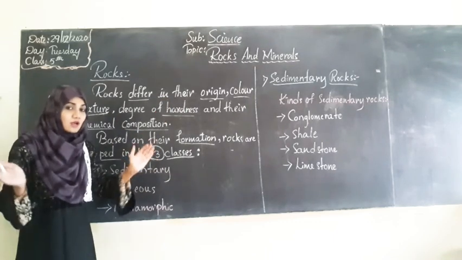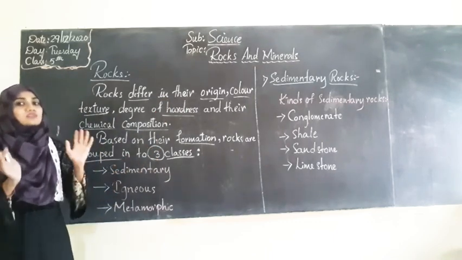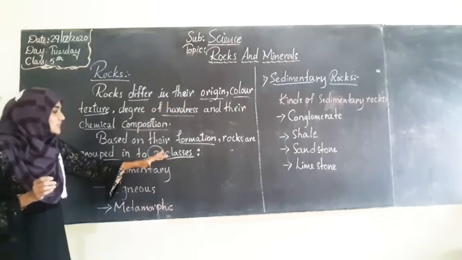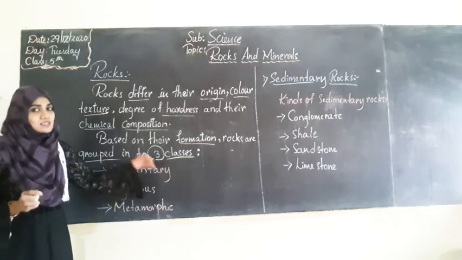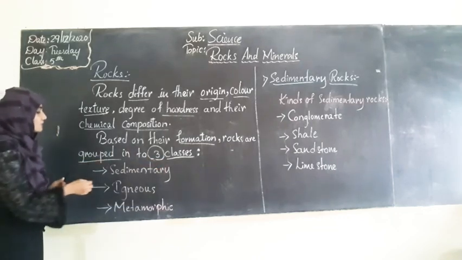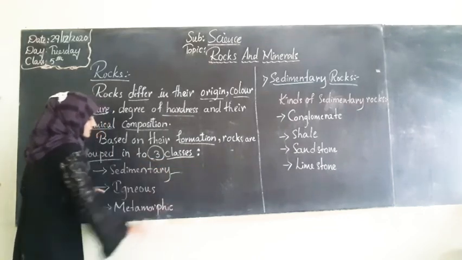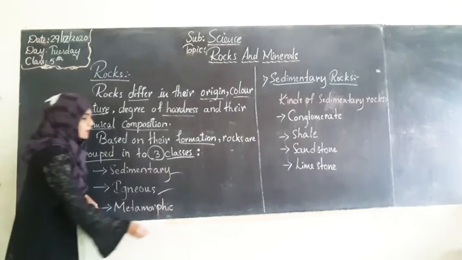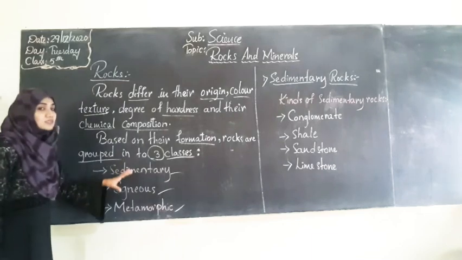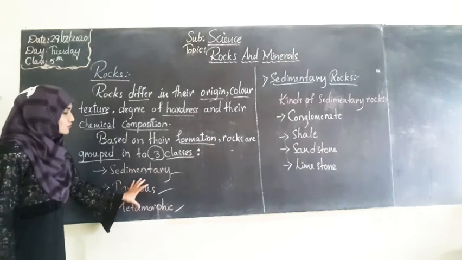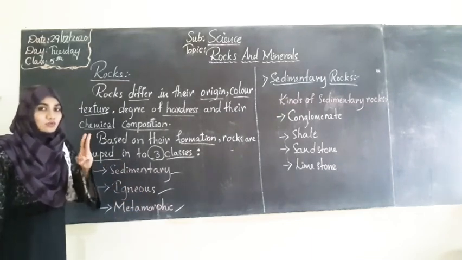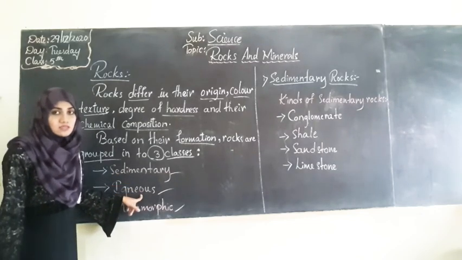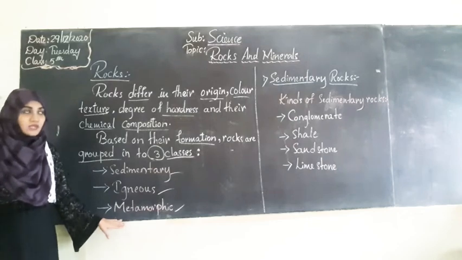Different types of rocks are present in the world. Based on these characters, they have been divided into three classes by the scientists. Namely, first is sedimentary rocks, second is igneous rocks, and the third is metamorphic rocks. Overall, rocks have been categorized into three types: sedimentary, igneous, and metamorphic.